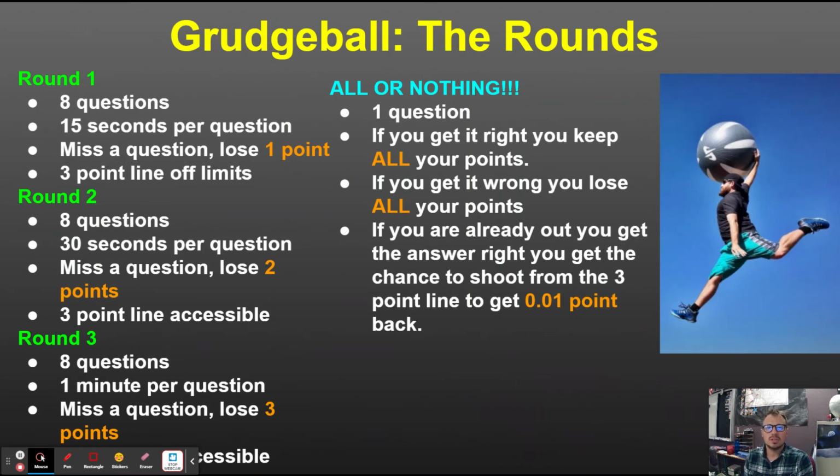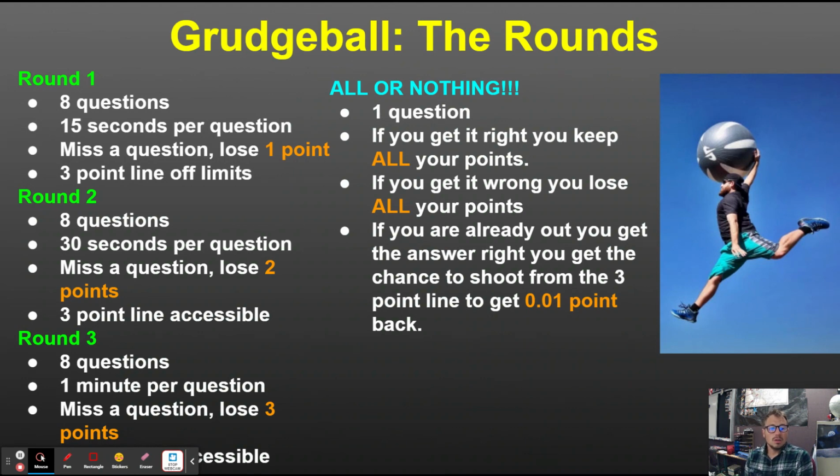So these are the rounds for grudge ball. Round 1 is 8 questions, 15 seconds per question. If you miss a question, you lose 1 point. The 3-point line is off limits. Round 2, you have 8 questions. You have 30 seconds per question. If you miss a question, now you lose 2 points, but the 3-point line is accessible. Now, round 3, 8 questions, 1 minute per question. If you miss a question, you lose points, and the 3-point line is still accessible.